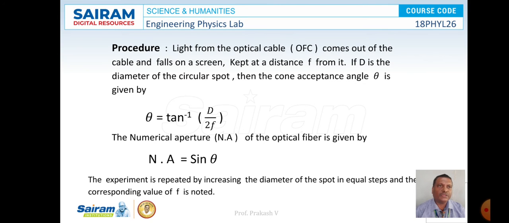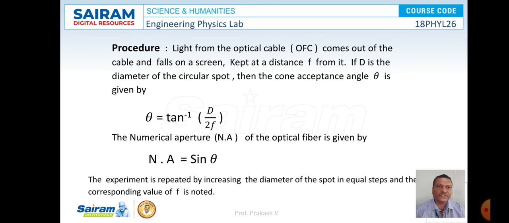The light coming out of the optical cable is allowed to fall upon the screen, which is kept at a distance f from the source. If d is the diameter of the circular spot formed, then the cone acceptance angle theta is given by theta equals tan inverse of d by 2f, where d is the diameter of the spot formed on the screen and f is the distance of the screen from the source. Further, the numerical aperture of the given optical fiber is calculated as NA equals sine theta, where theta is the cone acceptance angle.